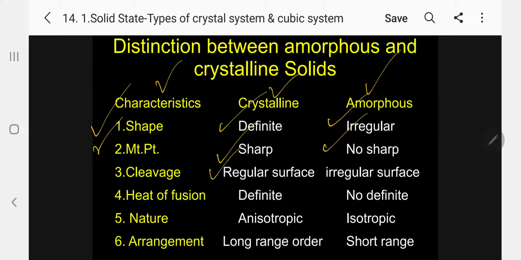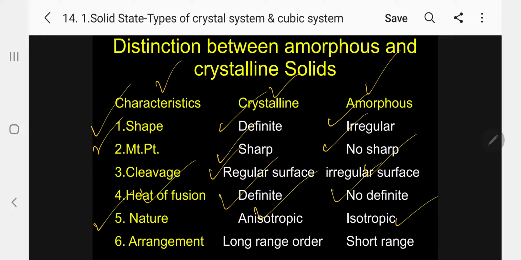Cleavage. When you cut any crystalline solid, you can see a regular surface, whereas you can see an irregular surface in the case of amorphous solids. Heat of fusion. All crystalline solids have a definite heat of fusion, whereas amorphous solids have no definite heat of fusion. Finally, the nature. The most important is that crystalline solids are anisotropic in nature, and amorphous solids are isotropic.